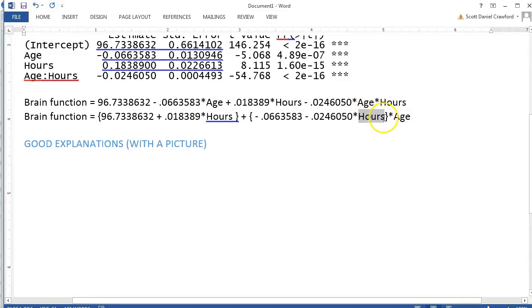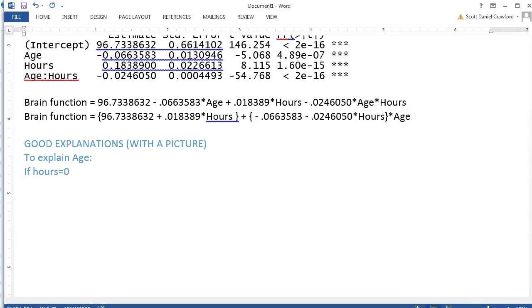And yes, the slope has hours trapped in there, but this is the piece that's important if I want to try to explain the effect of age on brain function. So let's start by explaining age. And what do I start with? Hours, which seems ironic. I thought we were explaining age. Well, we are, but I'm going to say if hours equals 0.